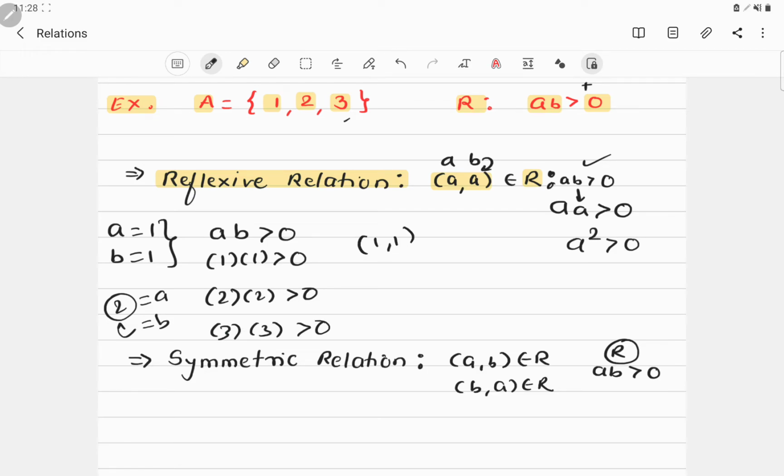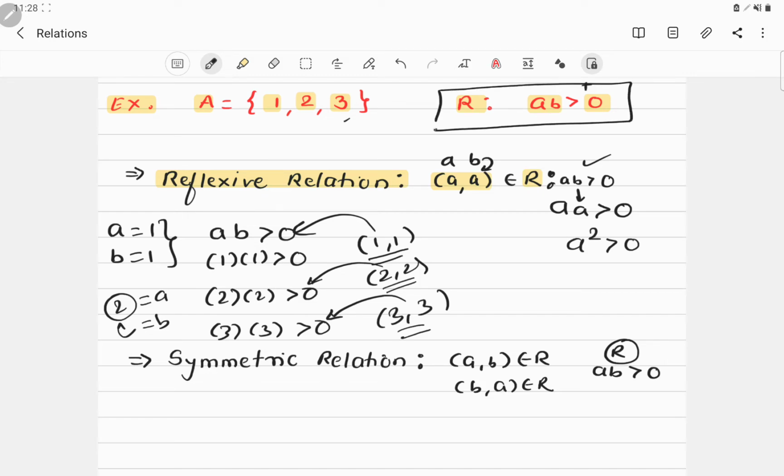So 1 comma 1 is greater than 0, 2 comma 2 satisfies the greater than 0 condition, 3 comma 3 satisfies this condition of greater than 0, because 3 into 3 is 9, 2 into 2 is 4, 1 into 1 is 1. All of these are greater than 0 values. Therefore, this given relation is definitely a reflexive relation. So this one is reflexive relation because a comma a satisfies over here.